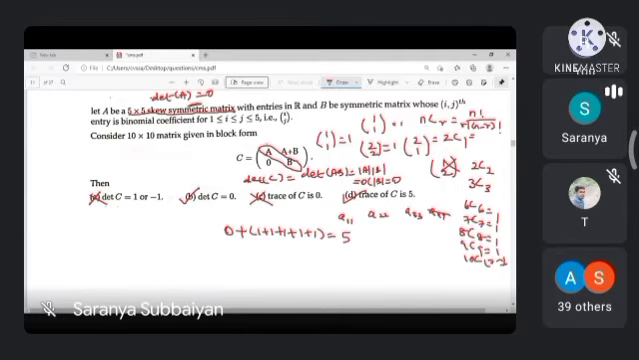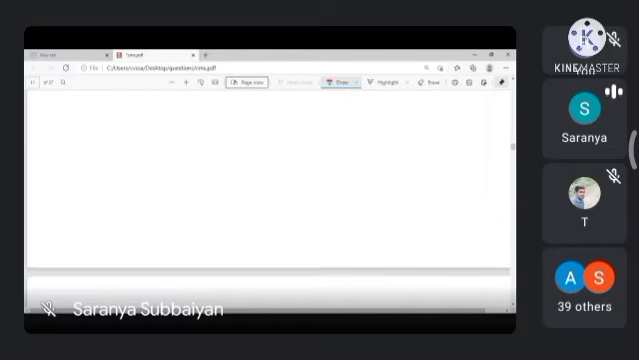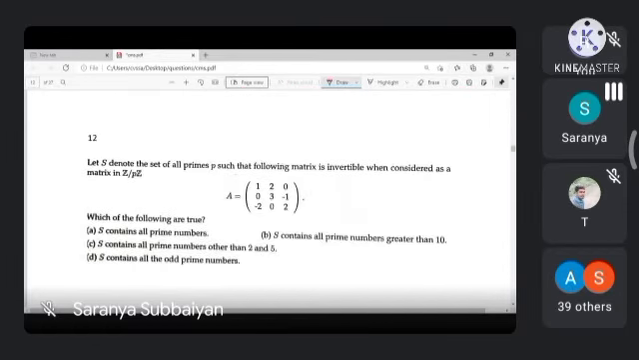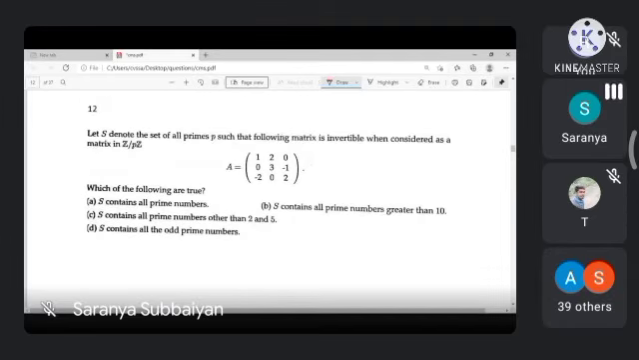So read the question carefully, then the problem is very easy. All the hints are inside the question. If you know that for odd order the determinant of A is 0, you can immediately write the answer, determinant of C is 0, because 0 into whatever value is 0, right? So next problem. This is a very easy problem. Read the question and take 2 minutes, then tell me the answer.